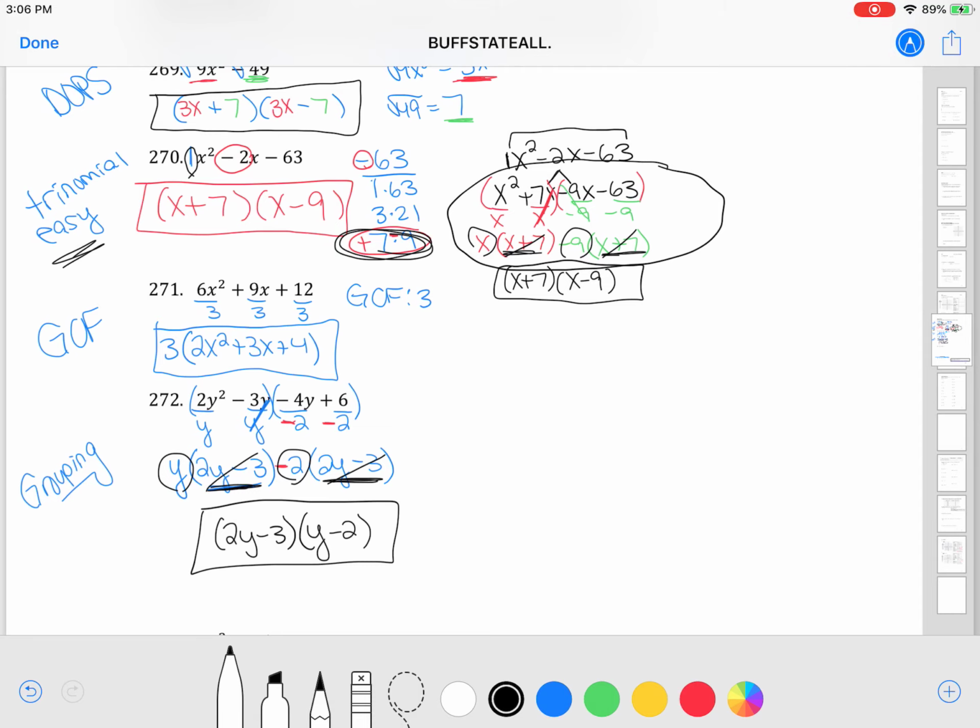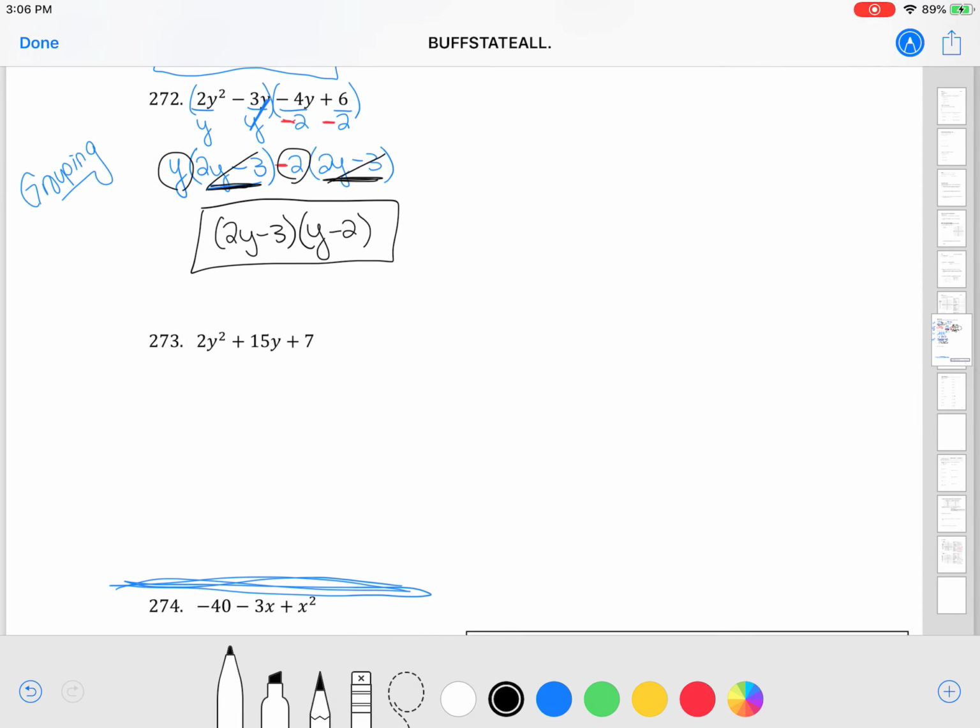So far I've done DOPS, trinomial easy, GCF, and grouping. All that's left is trinomial AC, but let's see why that one applies to this. I have 1, 2, 3 terms, and my number out in front is a 2. It's not a 1, so that tells me I have to do the AC method. The shortcut does not apply.